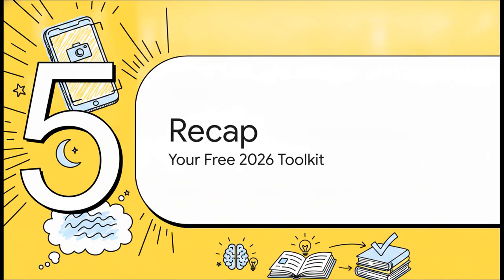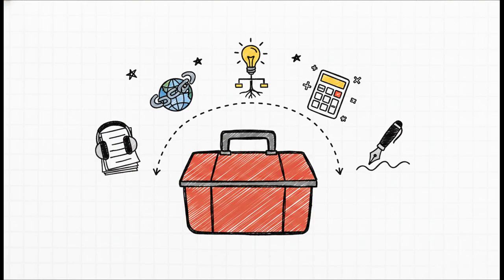Your free 2026 toolkit. Get your screenshot buttons ready. Here is your essential free toolkit one last time. Number 1, NotebookLM for secure document research and those awesome audio summaries. Number 2, Perplexity AI for cited web research. Number 3, ChatGPT for brainstorming and outlining. Number 4, Wolfram Alpha as your step-by-step STEM tutor. And number 5, Grammarly to make that final draft absolutely shine.